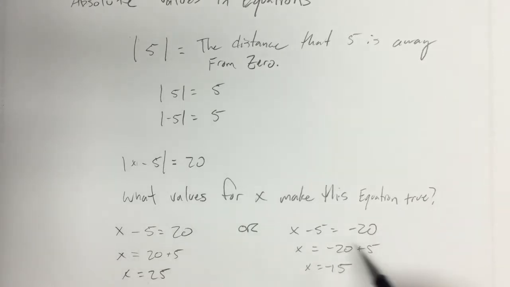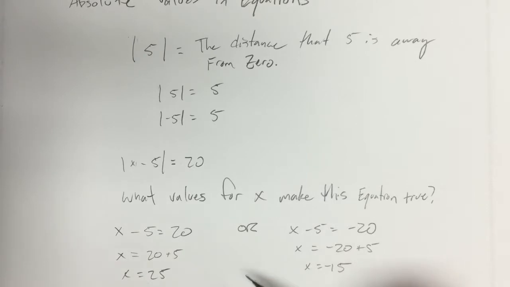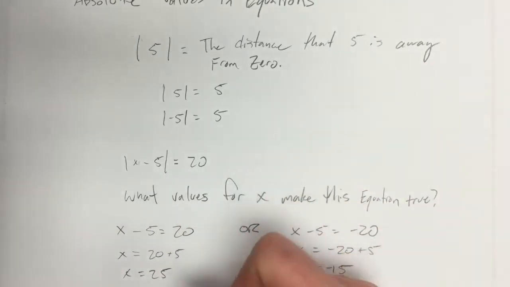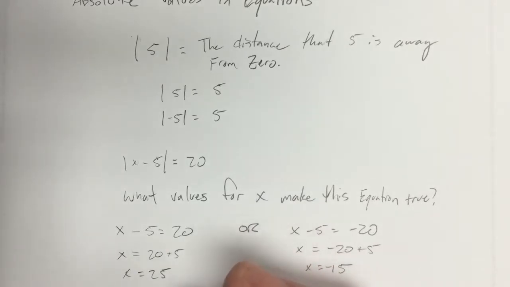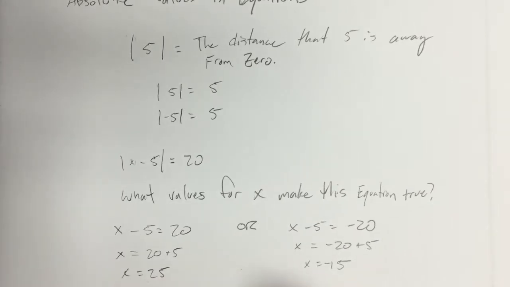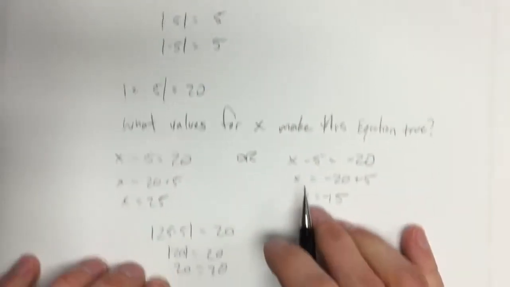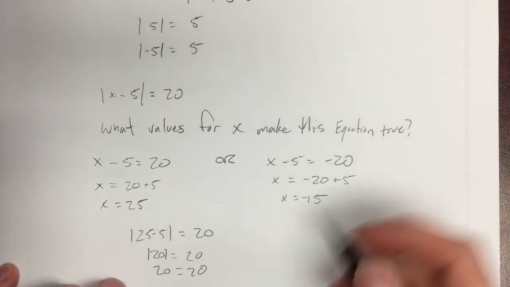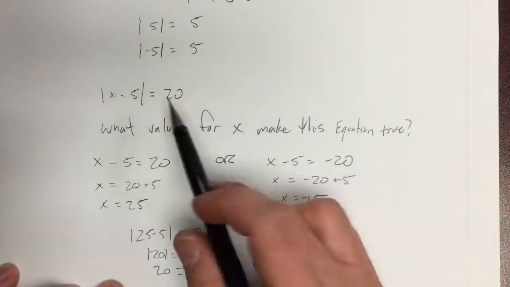So if we were to plug these back in to this equation right here, we can say the absolute value of 25 minus 5 equals 20. The absolute value of 20 equals 20, so 20 equals 20. Okay, so let's plug -15 in to that equation.